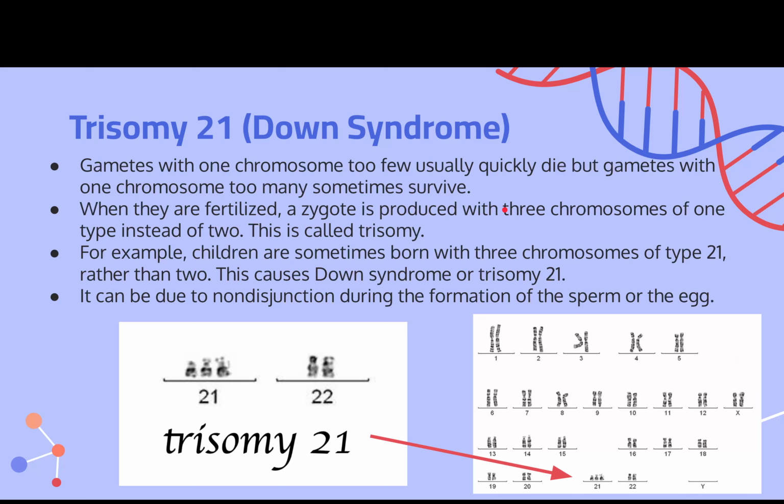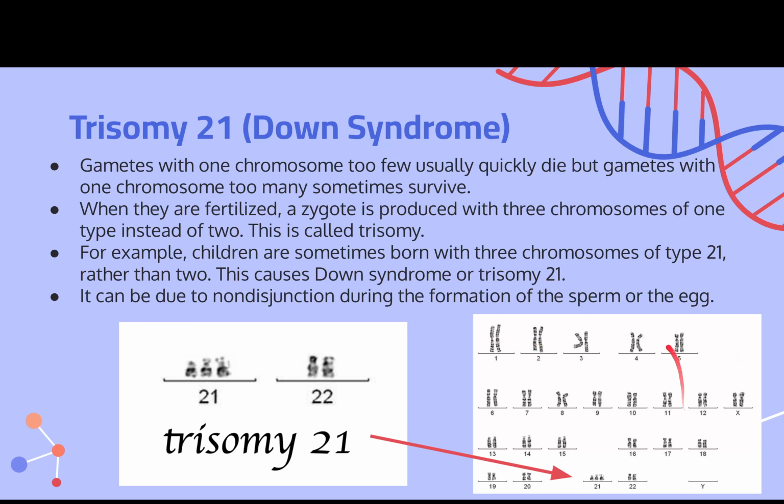Okay, so trisomy 21 or Down syndrome is when gametes with one chromosome too few quickly die, but then gametes with one chromosome too many, like we talked about here, sometimes survive. And when they fertilize, a zygote will be produced with three chromosomes of one type instead of two. And this is where trisomy happens.